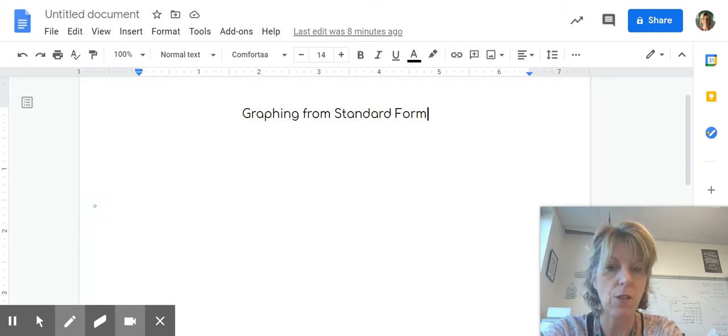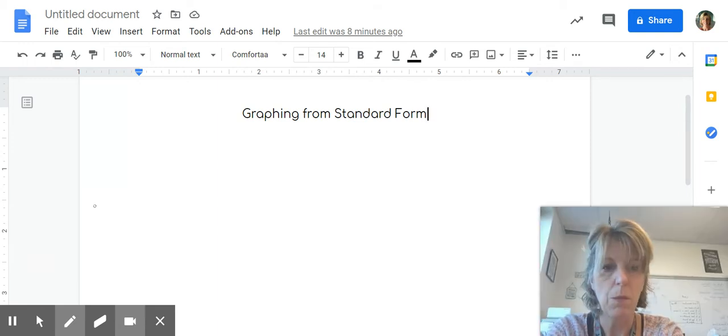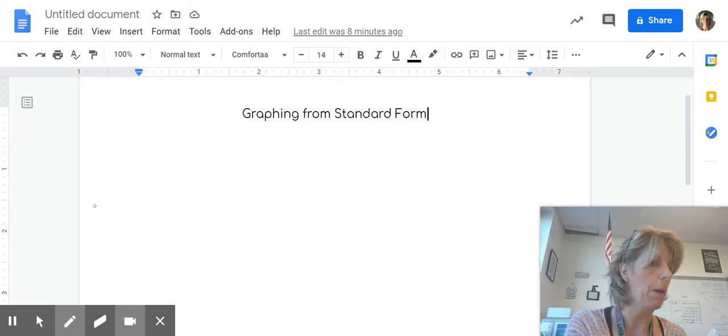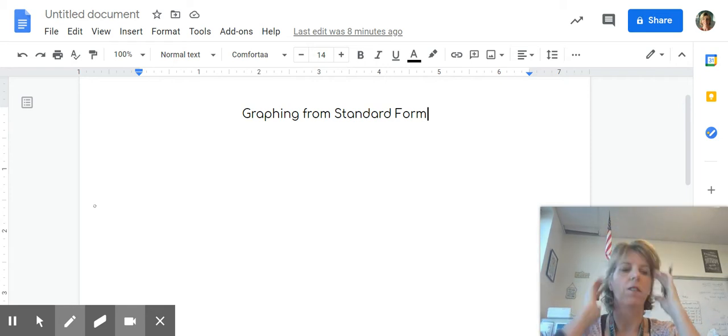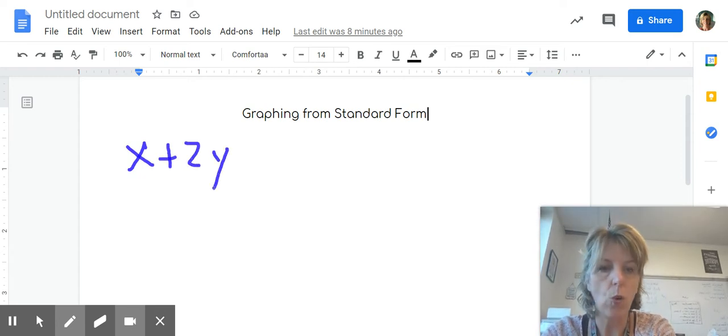See if I can flip pages over here. Oh, it's not going to let me switch forms. Well, let me grab my paper, and I'll just write them up here for you. All right. Apparently, I can only record on one tab. x plus 2y equals 18.